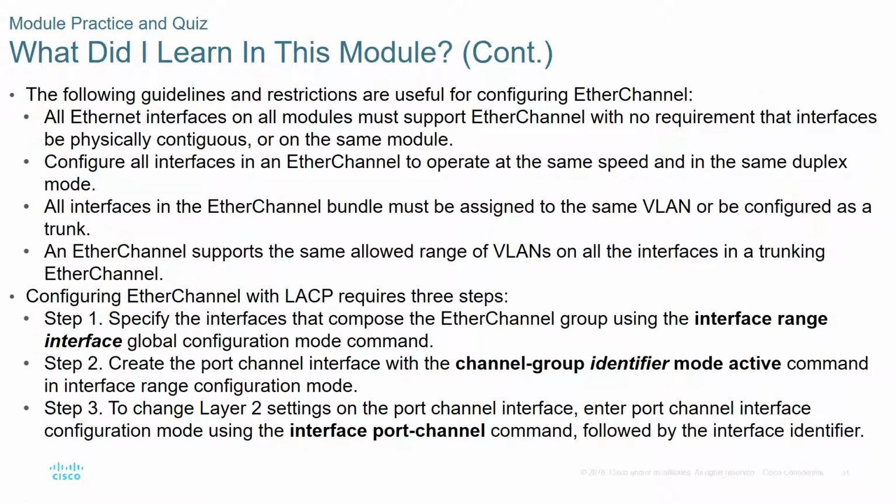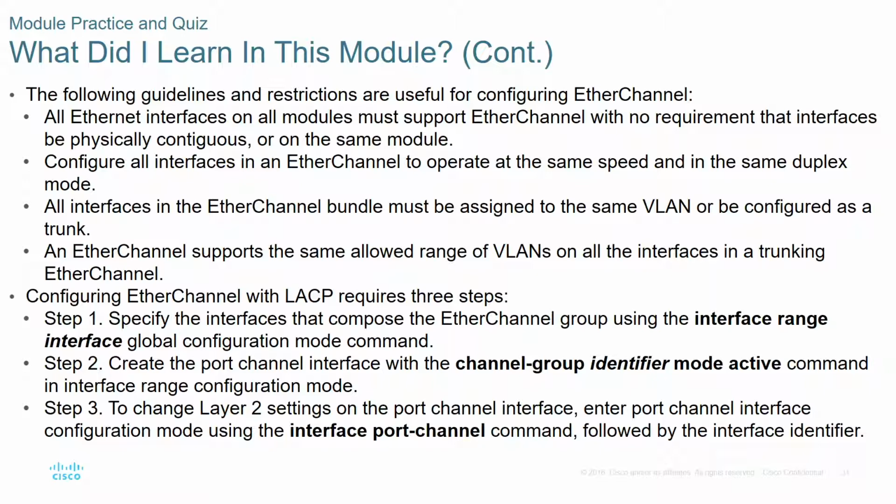The following guidelines and restrictions are useful for configuring EtherChannel. All Ethernet interfaces on all modules must support EtherChannel with no requirement that interfaces be physically contiguous or on the same module. Configure all interfaces in an EtherChannel to operate at the same speed and in the same duplex mode. All interfaces in the EtherChannel bundle must be assigned to the same VLAN or be configured as a trunk. An EtherChannel supports the same allowed range of VLANs on all interfaces in a trunking EtherChannel.